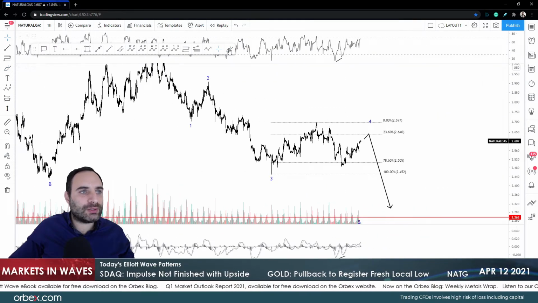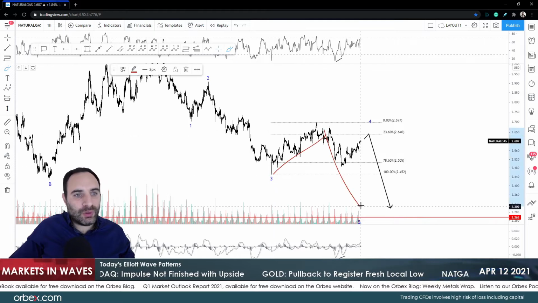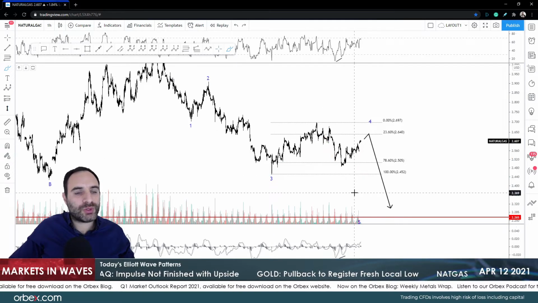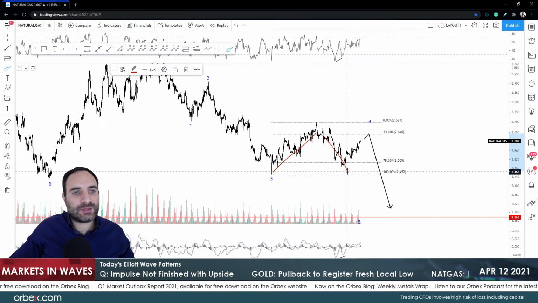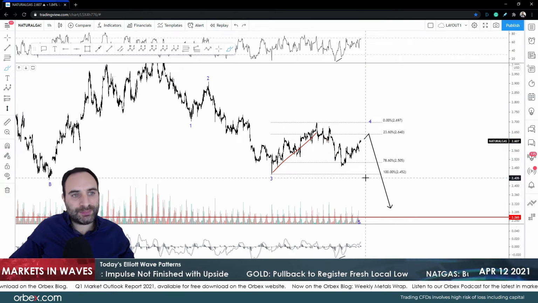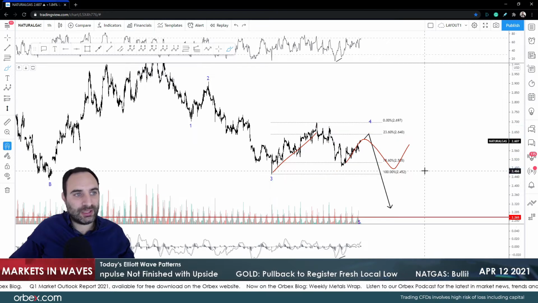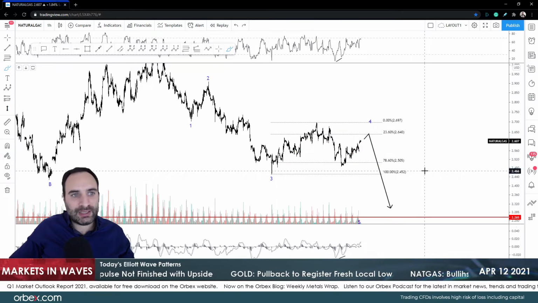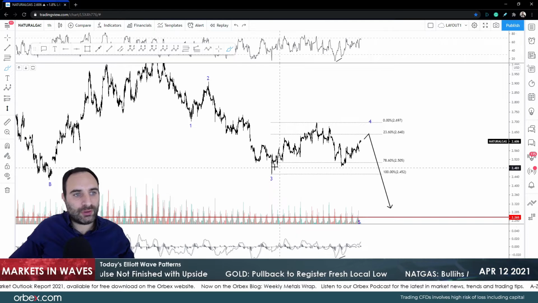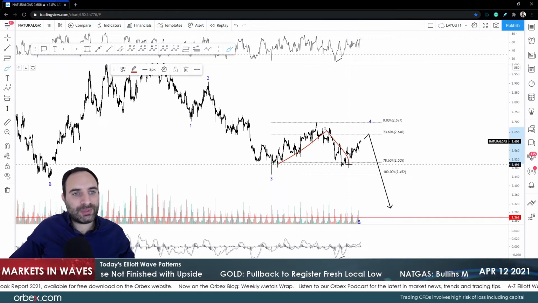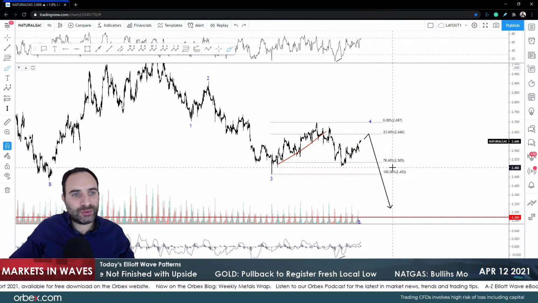Natural gas, not much difference here. We're looking at this to move lower. We also said as an alternative scenario that it could be an ABC. I mean, it could really be a triangle. It can end up like a triangle as well in this scenario. But in either case, for now, we are going for a flat. This is A, this is B, and this looks like it's going to be a C.